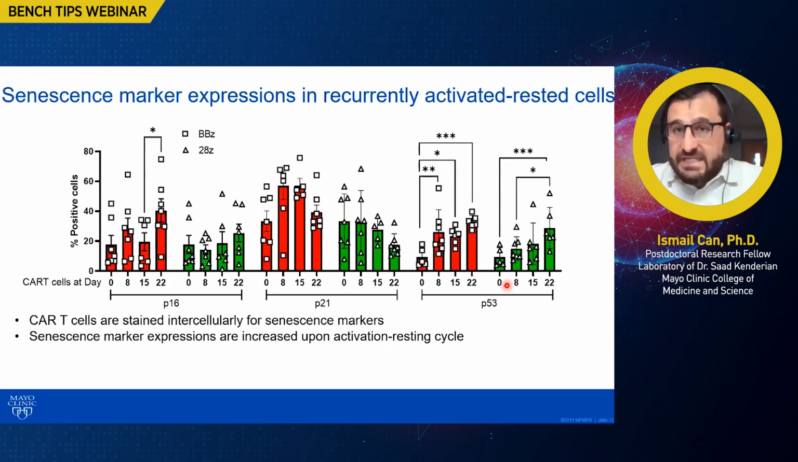Then we decided to look at senescence marker expression. We checked this with flow cytometry by doing intracellular staining. And we saw an increase in the level of P53 in both of the CAR T cells that we tested. There's also another senescence marker, P16, that increased especially in the BBZ. So we'll try to understand this more.